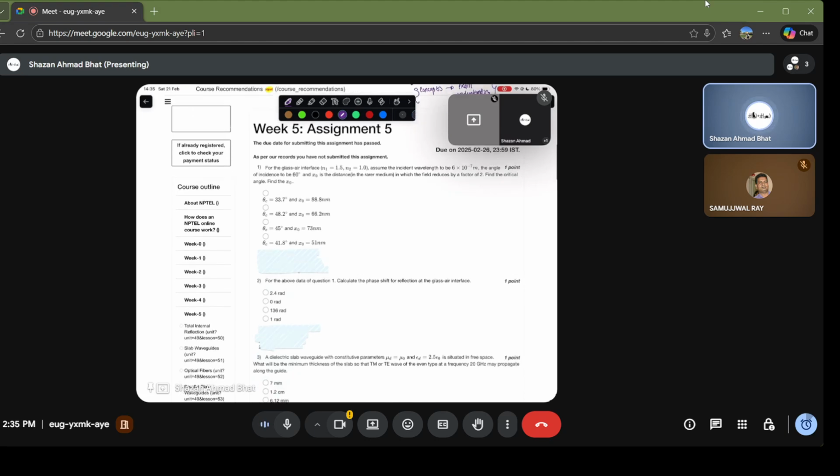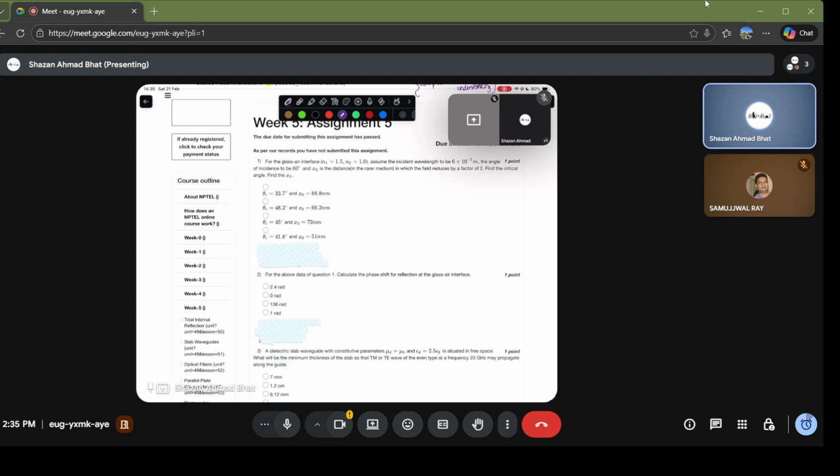So taking the first question directly, you have studied total internal reflection, and at what particular angle, if you make the wave incident, it gets reflected internally inside the medium. So the question says, you have a glass-air interface with the refractive index of 1.5 for the glass, and air for the other. Assume the incident wavelength is this, and the angle of incidence is given, which is 60 degrees. x naught is the distance in which the field reduces by a factor of 2. So this is an important information.